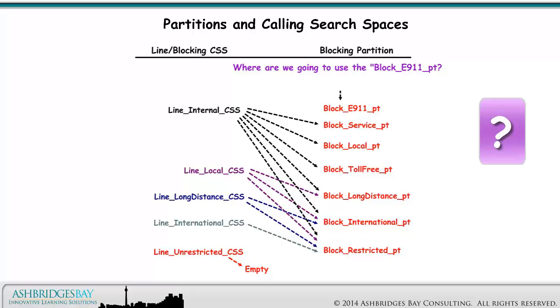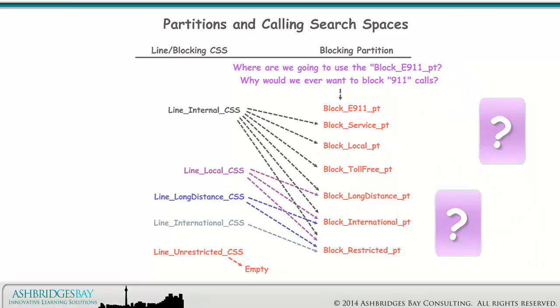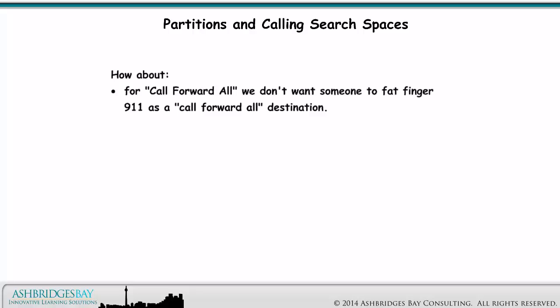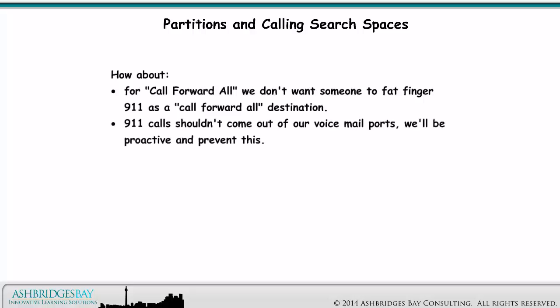Where are we going to use the block E911 partition? Why would we ever want to block 911 calls? How about, for call forward all, we don't want someone to fat finger 911 as a call forward all destination. 911 calls shouldn't come out of our voicemail ports. We'll be proactive and prevent this.